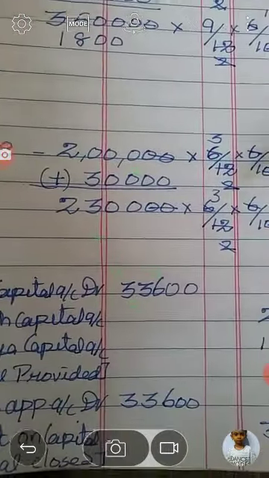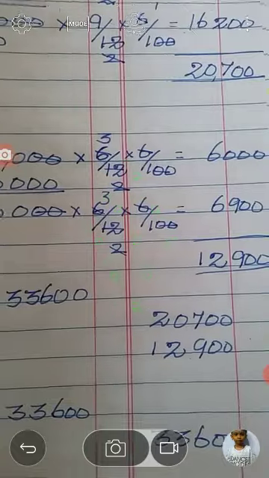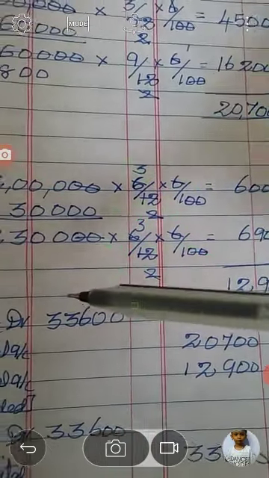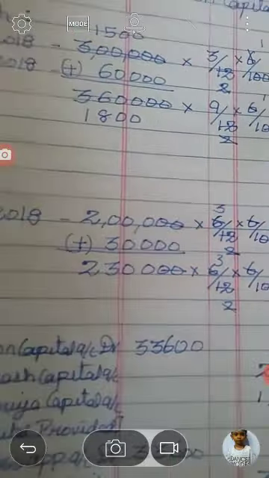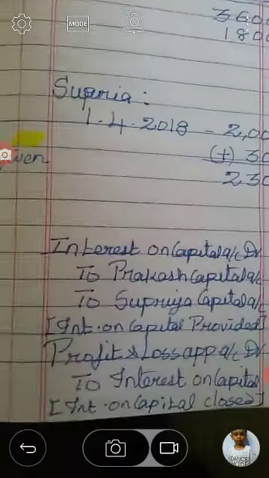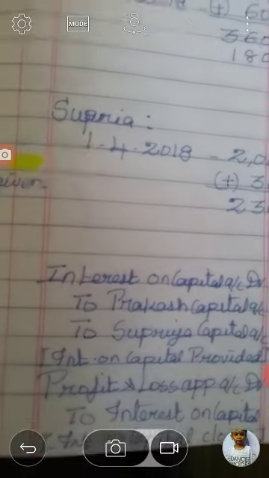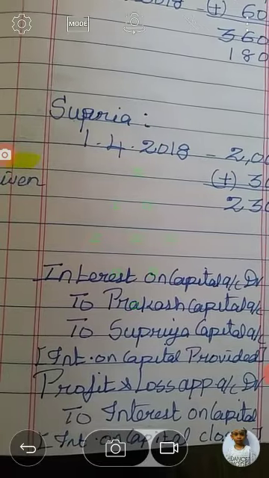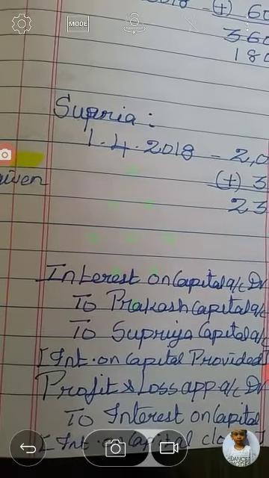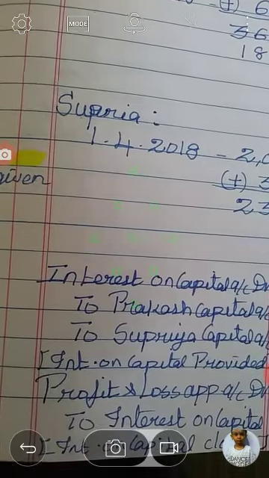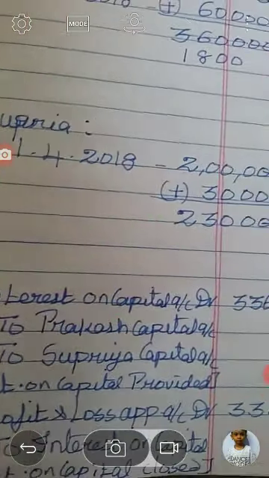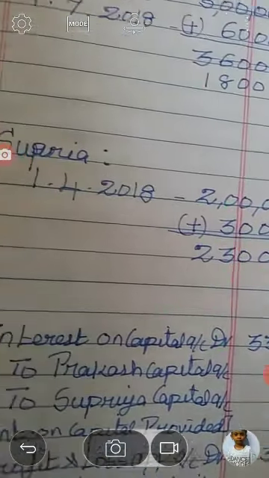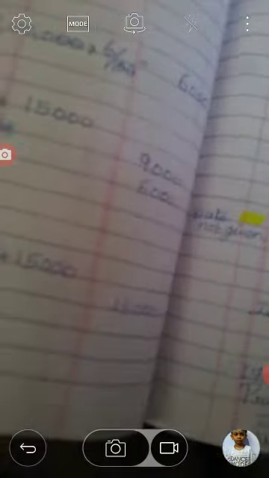So total 20,700 plus 12,900, you have to add, that is 33,600. So the amount of interest on capital provided is 33,600. This interest on capital amount should be transferred to the profit and loss appropriation account. Every year the interest on capital should be transferred to the profit and loss appropriation account. So profit and loss appropriation account debit to interest on capital 33,600. This is the second problem.